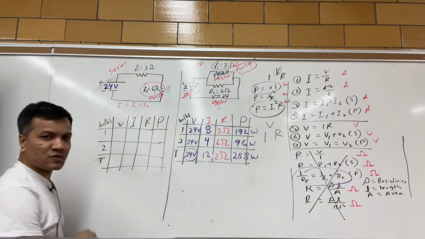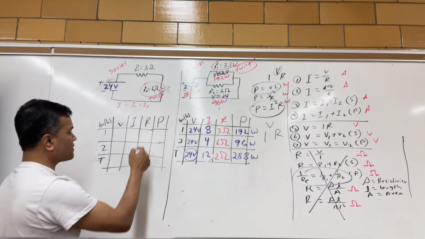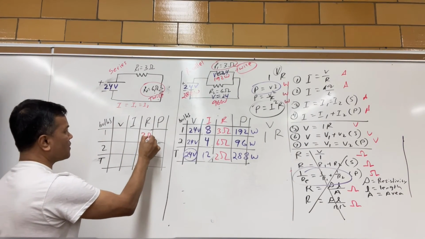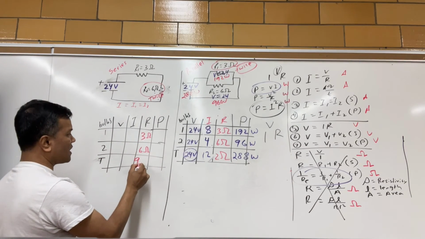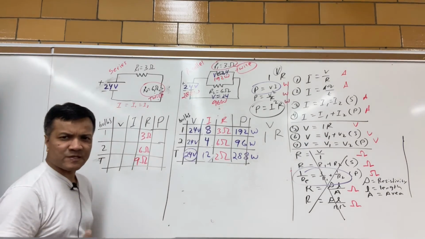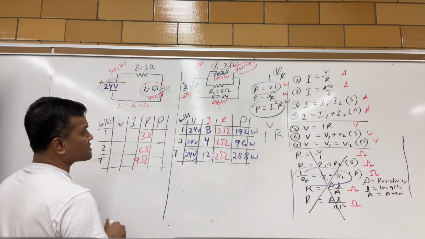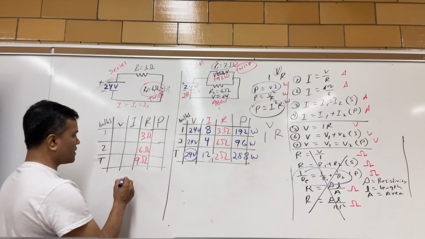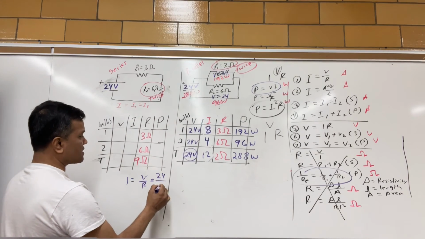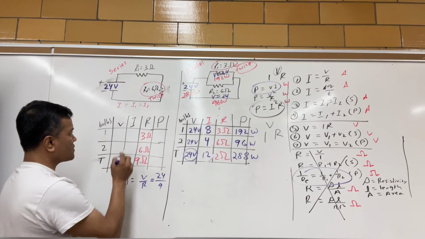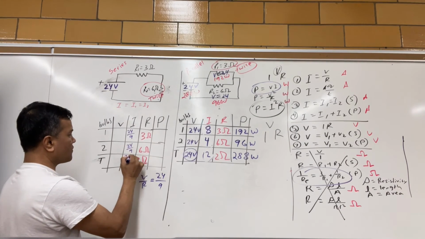Now let's come to the series circuit. What is easy for the series circuit? Well, the resistance. You have 3 ohms and you have 6 ohms. 3 plus 6 is 9 ohms. What is the next easiest thing to find? How can you find the current? Current is, of course, V over R. So V is 24, R is 9, so 24 over 9. You're going to write 24 over 9 for each.